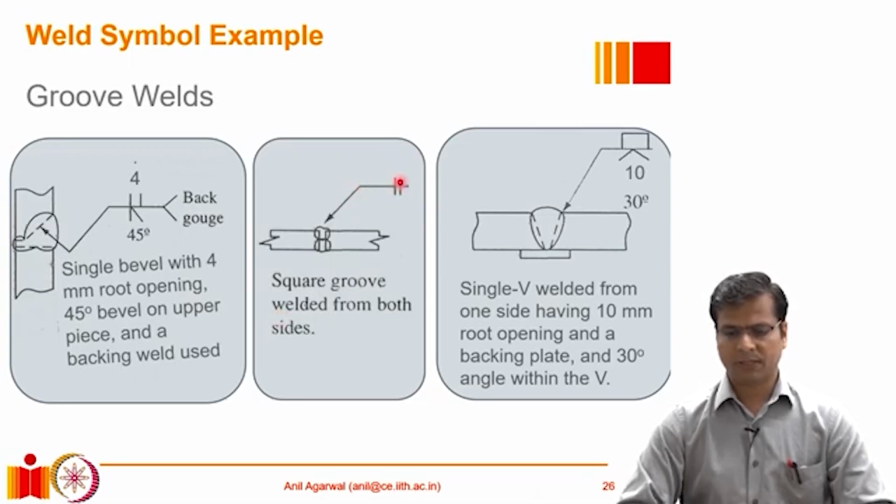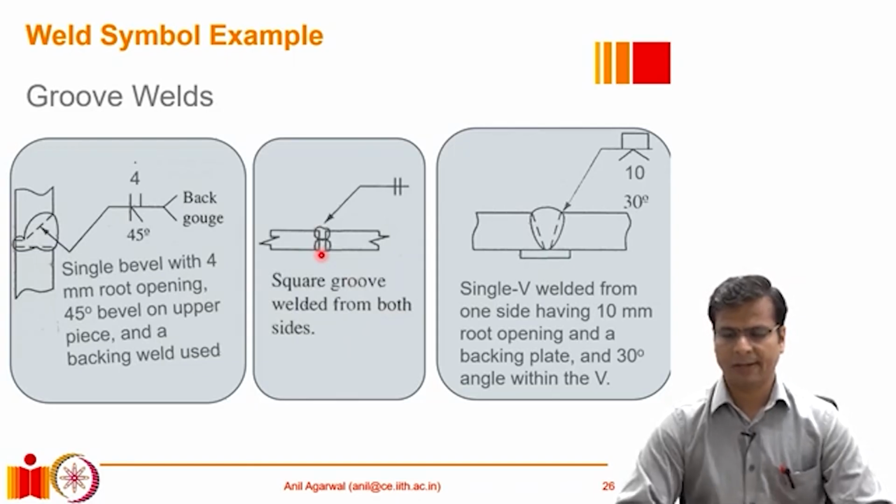Now here what you can see is that two squares are marked opposite to each other, which basically means that there has to be one square weld on the top and then another square weld. So there is no groove, specialized groove to be cut. It is a square groove that is filled with welding material.